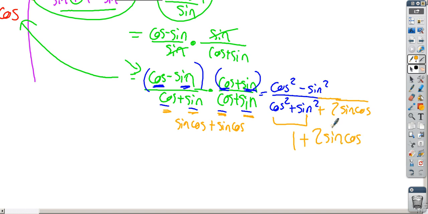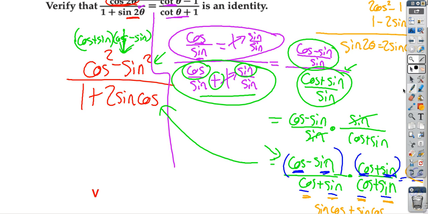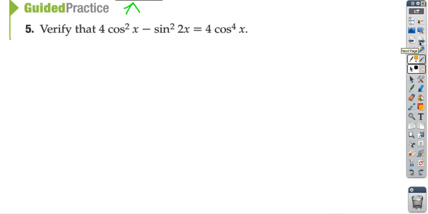So if you look at this now, let me get rid of this. We have cosine squared minus sine squared over 1 plus 2 sine cosine. And that is exactly what we have right here in red. So we used the strategy of getting them to meet in the middle as our go-to. Let's do one last one.